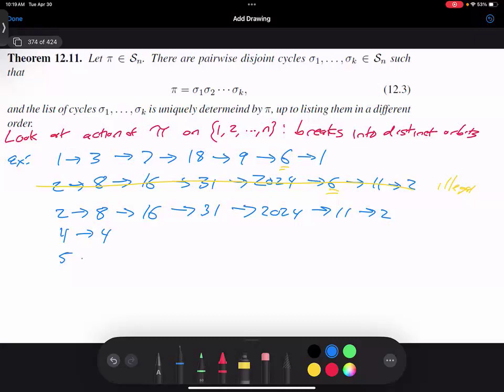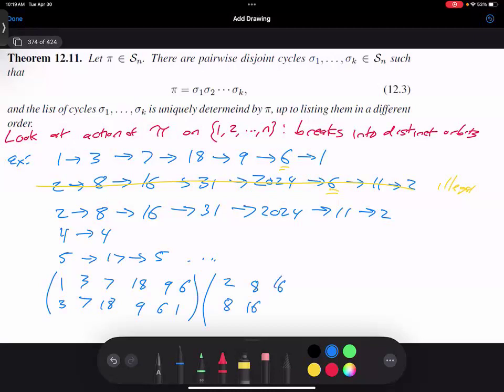And then maybe 5 goes to 17 goes to 5. And so on and so on. And so if I were to write this down into cycle notation, I would have 1 goes to 3, 3 goes to 7, 7 goes to 18, 18 goes to 9, 9 goes to 6, and then 6 goes to 1. And then the next cycle would be 2 goes to 8, 8 goes to 16, 16 goes to 31, 31 goes to 20, 24, 20, 24 goes to 11, 11 goes to 2.